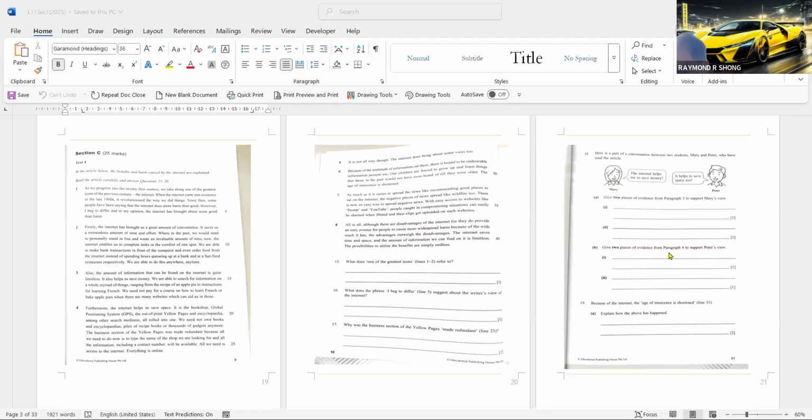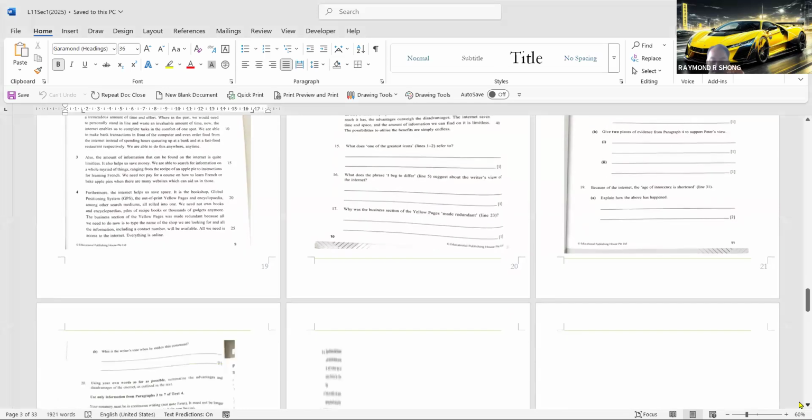Okay, and last, question 19. Because of the internet, the age of innocence is shortened. Explain how the above has happened. Guys, take note, the four of you, question 19 is the most super high ability question. Super important, and this question might link to the summary question. So take note when you're doing your exam in school.